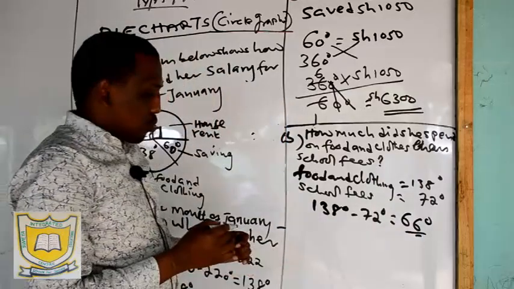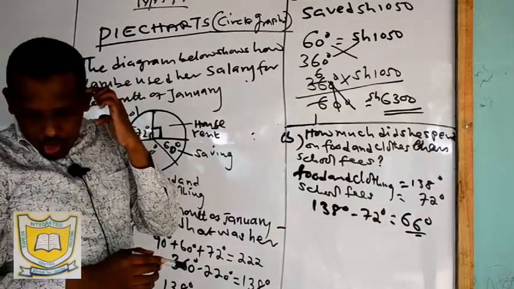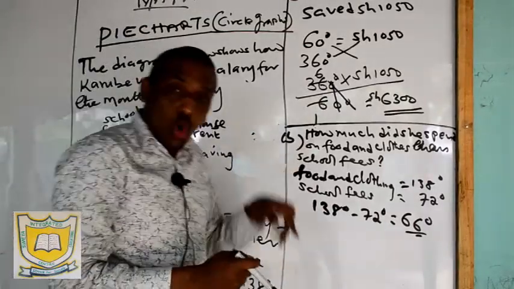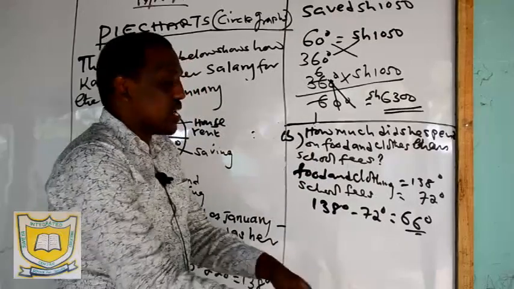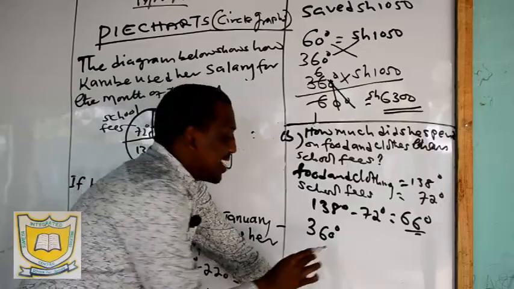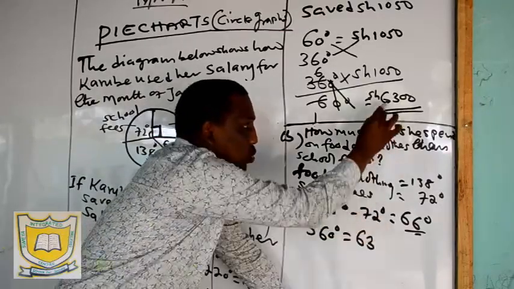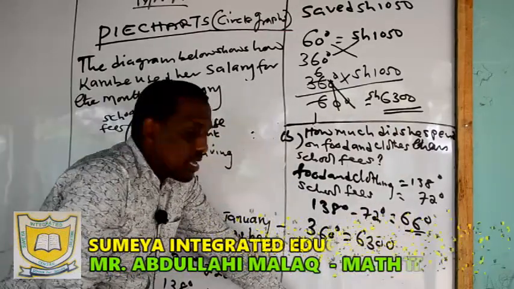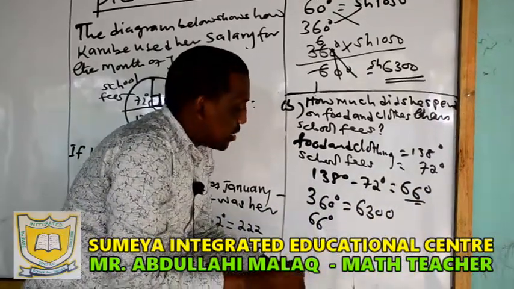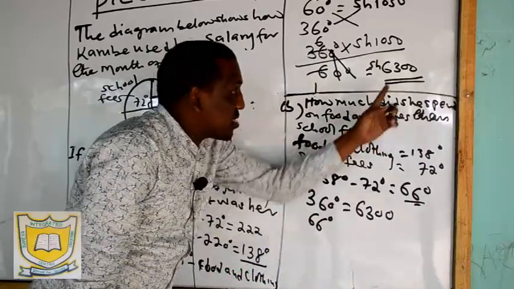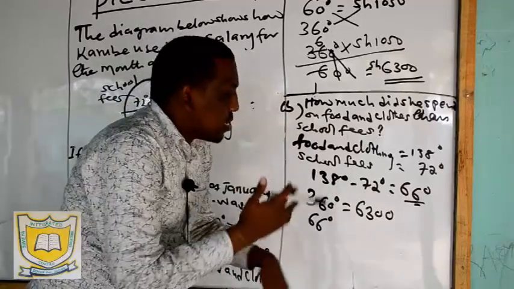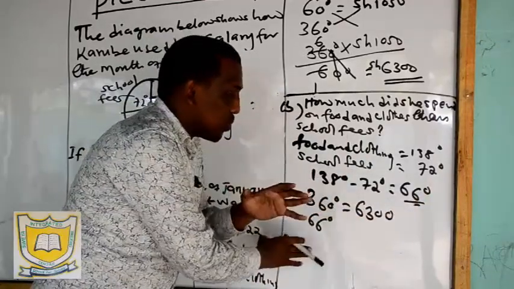How much more is this than school fees? To get the more, we have 66 degrees, and we know the total salary was 6,300. So we say 360 degrees, the total degrees, is equal to the total salary, 6,300. What about 66 degrees? They said how much more. Or you can say, if the total 360 degrees is equal to 6,300 shillings, the total salary, what about food and clothing? Then you come back for school fees. What about 72? How much more?